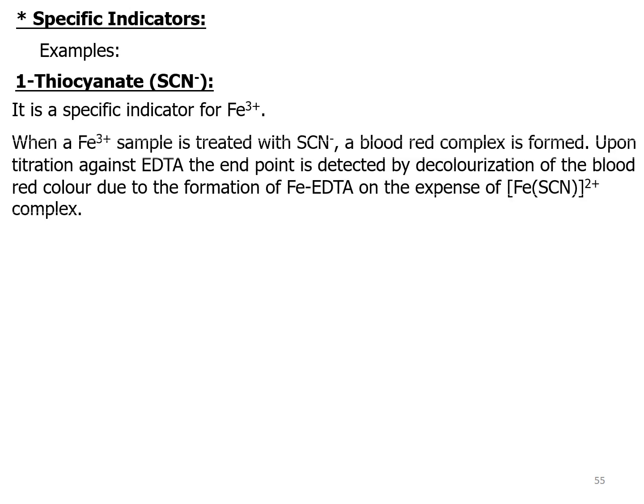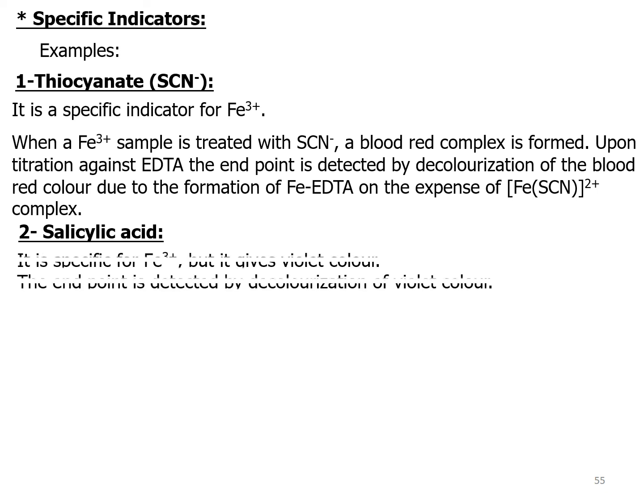Specific indicators, thiocyanate. Of course, you have heard about the blood red color that is formed between the ferric and the thiocyanate. Here, the endpoint will not be a change of color, but a decolorization of this blood red complex color. The same goes with salicylic acid, also with ferric, but it gives a violet color, and the endpoint is detected by decolorization of this violet color.